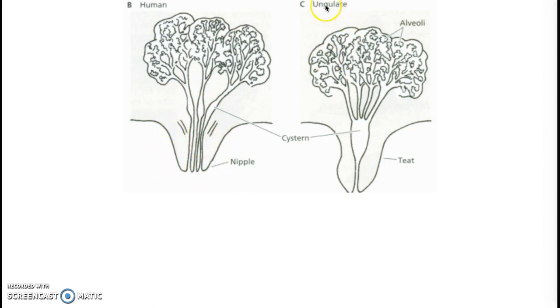If we look at a contrasting type that we find in a lot of ungulates, like cows, they have similar tissue at the cellular level and some collecting ducts, but then those collecting ducts empty into a common space that's called a cistern, and that has a single opening through an external protuberance that's called a teat.